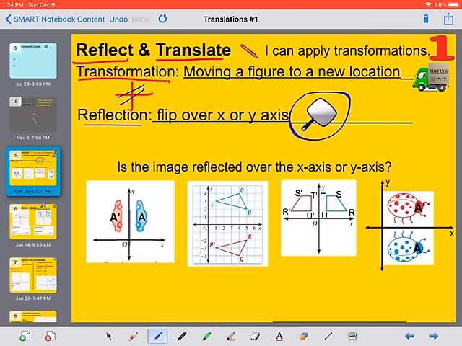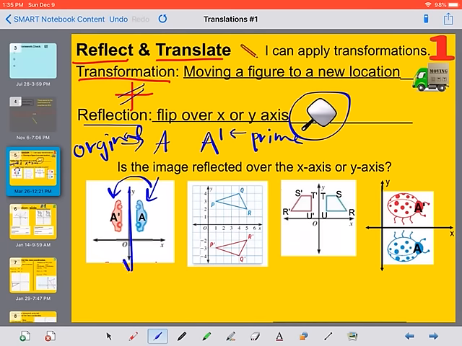When we have 2 letters, for example, A is always going to be the original image. If it has a little 1 or a little tick mark next to it, we call that prime. So A is original. This would be your original figure. The A prime would mean you reflected it. That's your new image. So this picture here was the original, and they reflected it onto the other side of our y-axis. So this one is reflected over the y-axis.